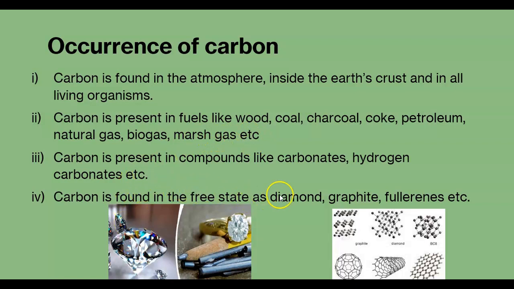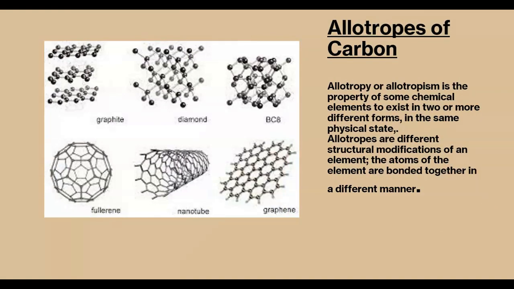Carbon is found in the free state as diamond. Diamond is one allotrope of carbon, graphite is another allotrope, and fullerene is another. So what do we mean by allotropes? Allotropism is the property of some chemical elements. Now we are dealing with carbon: the property of carbon to exist in two or more different forms in the same physical state. So allotropes are different structural modifications of an element.